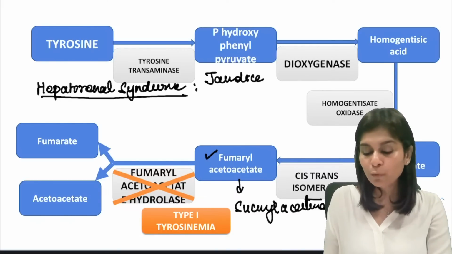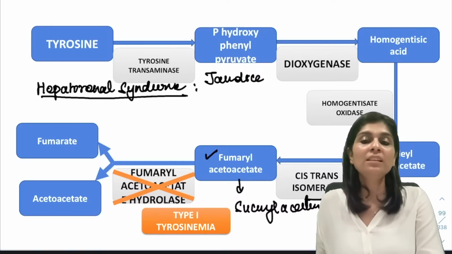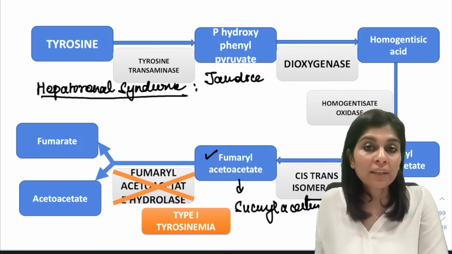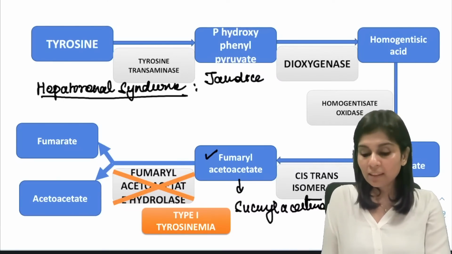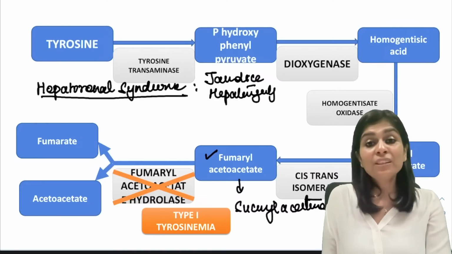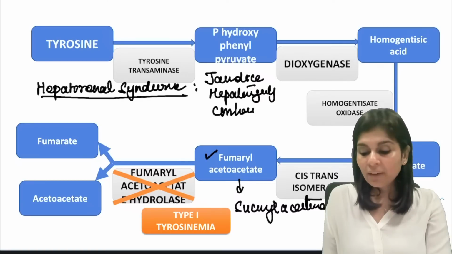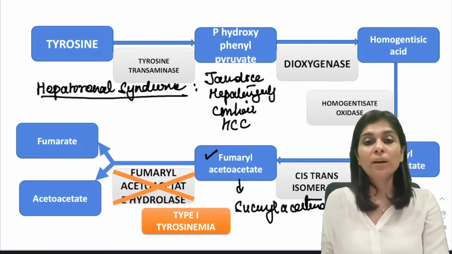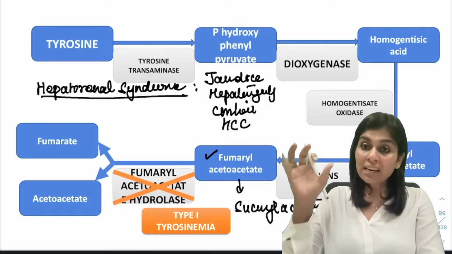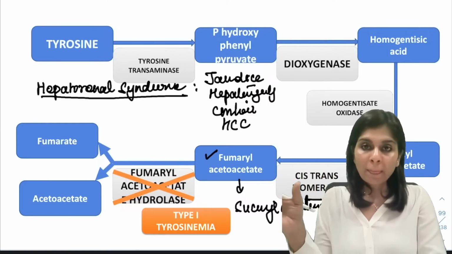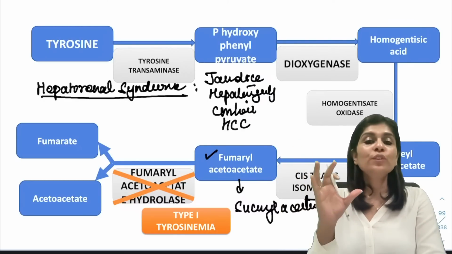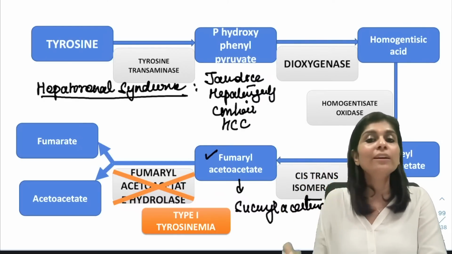Many a times type 1 tyrosinemic children will be misdiagnosed as hepatitis. They will be treated as infective hepatitis. Initially it will present as jaundice and hepatomegaly, but it progresses to liver cirrhosis and even hepatocellular carcinoma. So if the history says a 10-year-old boy presenting with a massive elevation of AFP, what should you suspect? You should suspect type 1 tyrosinemia.